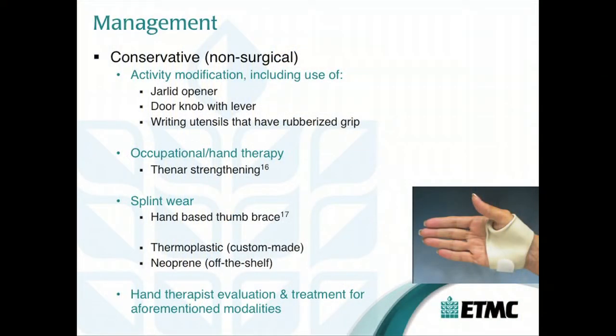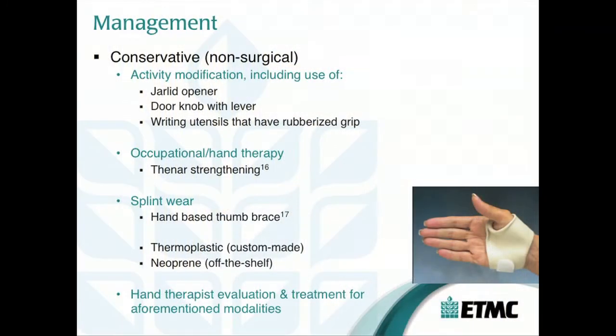Splint wear is another treatment option, and this is what we call a hand-based thumb brace. For example, the picture on the right is hand-based because it doesn't go up into the forearm, so you can maintain the motion of your wrist as you're wearing it. It basically just isolates the base of the thumb so that you don't have as much motion in the area, because the problem is along the base of the thumb, not in the forearm, and not along the tip of the thumb. You can get a thermoplastic, which is a custom-made brace, such as the one depicted here, and our hand therapist will help you out with that if that becomes an issue.